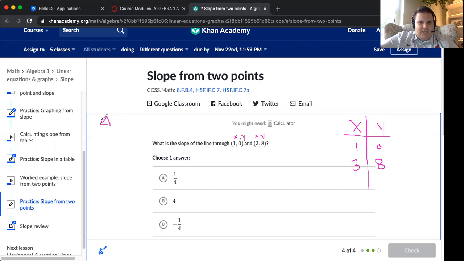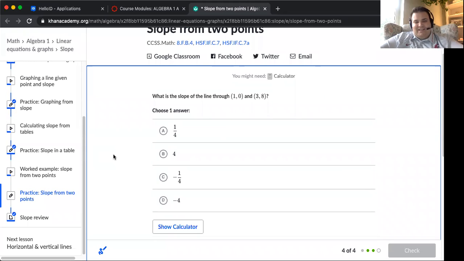Slope is our change in y over our change in x. From 0 to 8, our y value increased by 8. From 1 to 3, our x value increased by 2. So our change in y is 8, and our change in x is 2, and that simplifies to 4. So our correct answer here is 4. The way Khan Academy's got it set up, they basically have the same numbers, just a question of is it positive, is it negative, and what goes on top, what goes on bottom. We know this to be 4.